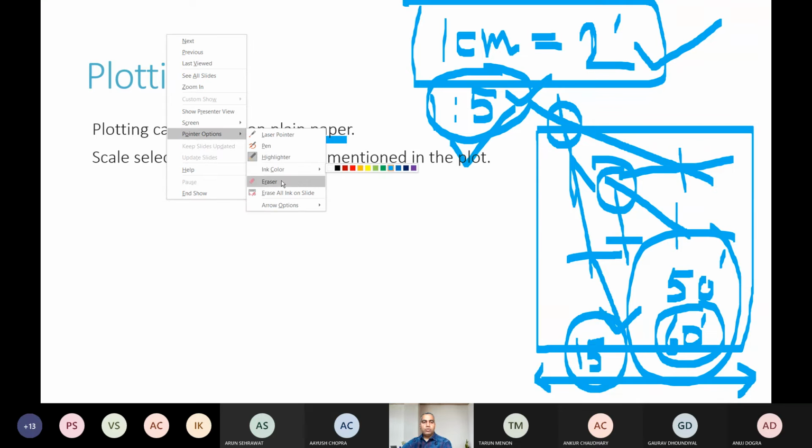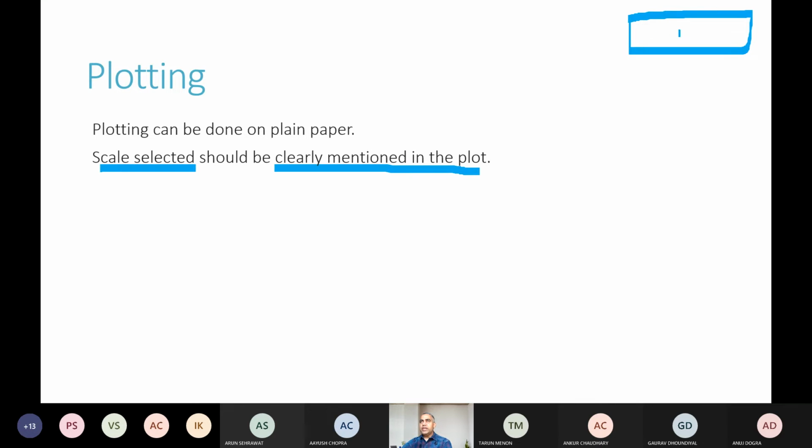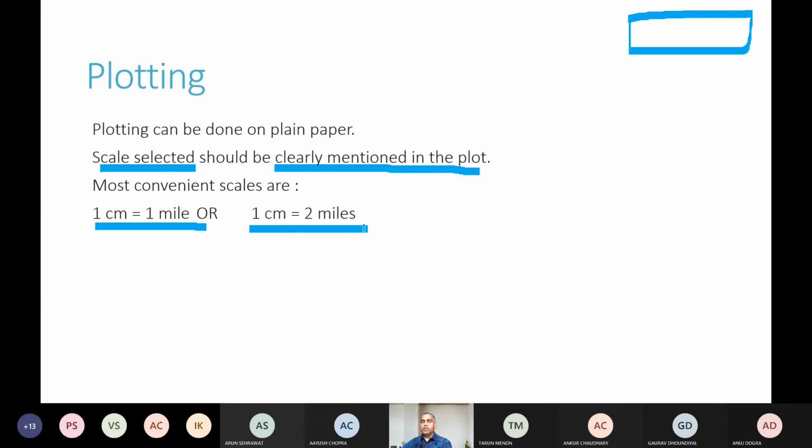Okay, so this was about the scale. Whatever scale you select, it should be clearly mentioned in the plot. So when you make a plot, the scale should be prominently mentioned there. Without the scale, the plot is meaningless actually. As I told you, most convenient scale is 1 centimeter is equal to 1 mile. And if you find that your plot is not getting accommodated in the answer sheet and it is spilling over, you can double it up, 1 centimeter equal to 2 miles.